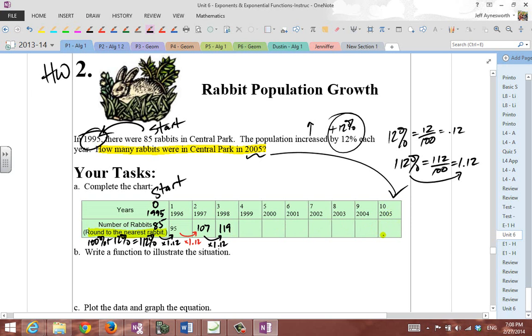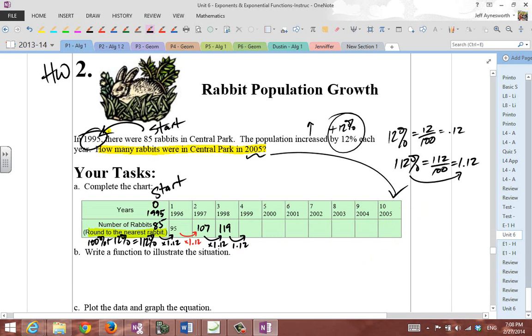And then afterwards, I'll explain how a smart mathematician would do it, because what would happen if you want to do it in the year 2055? You don't want to keep on doing this over and over again 50 more times. That's tedious, it's boring, and there's a lot faster way to do it. However, we're going to do it by hand first, and then I'll show you the quick and easy way to get how many rabbits are in year 2005, or after the 10th year.